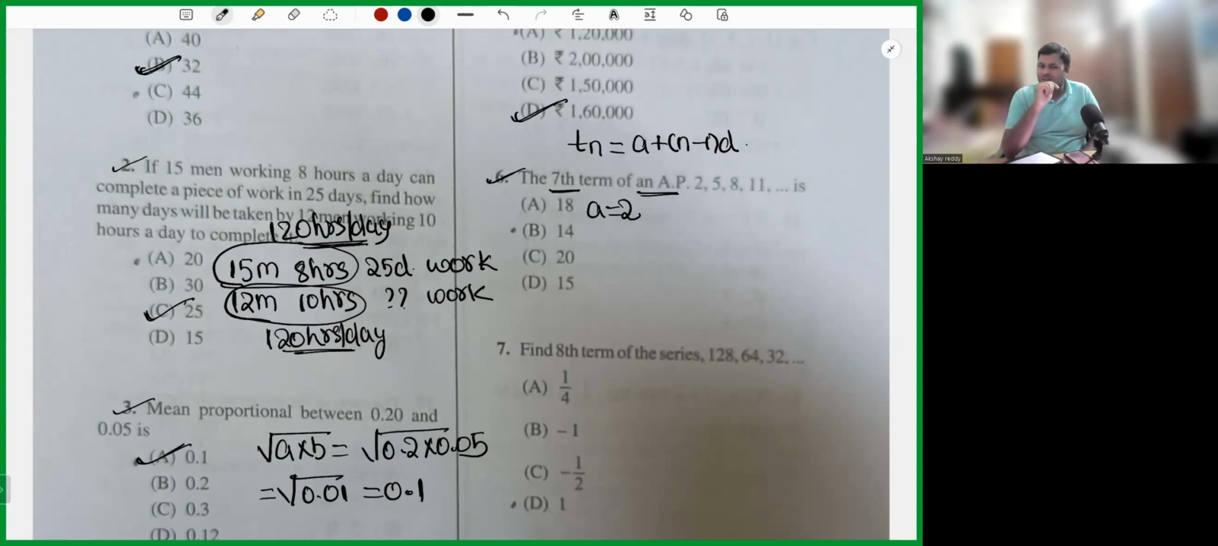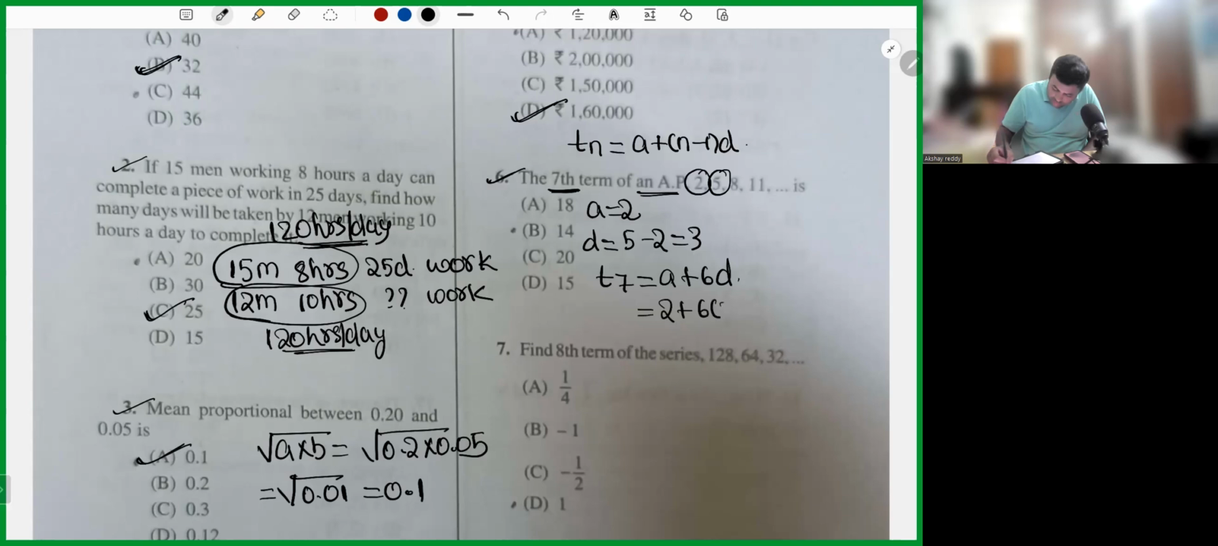Difference between two terms will give you common difference, right? T2 minus T1. Term 2 is 5, term 1 is 2. 5 minus 2, which is equal to 3. He is asking the 7th term. So T7 is equal to a plus 6d. 2 plus 6 into 3. 2 plus 18. What is 2 plus 18, my dear friends? 2 plus 18 is simply 20. So I hope it's fine, my dear friends. It's quite a simple question. There is nothing much difficulty.